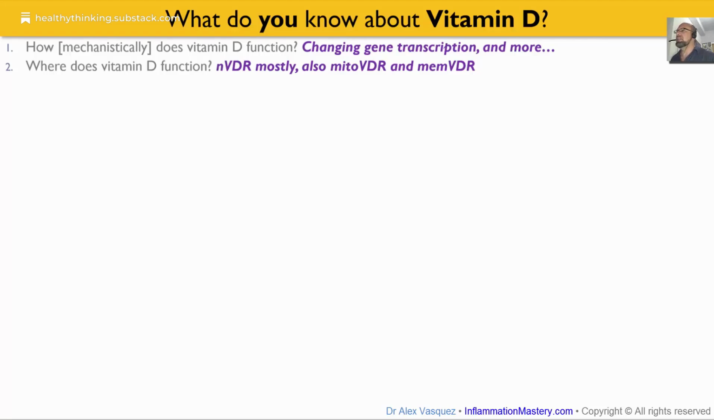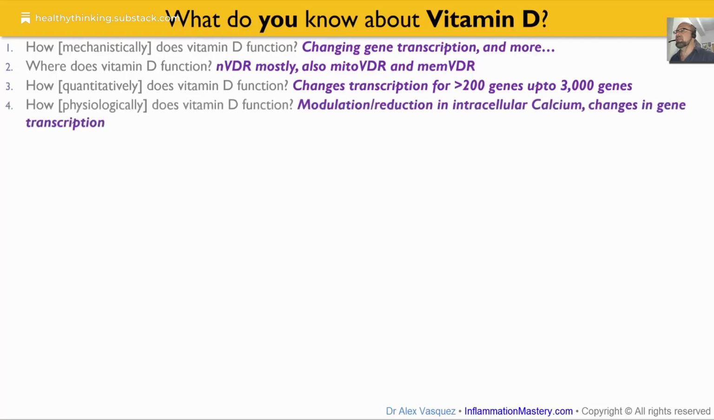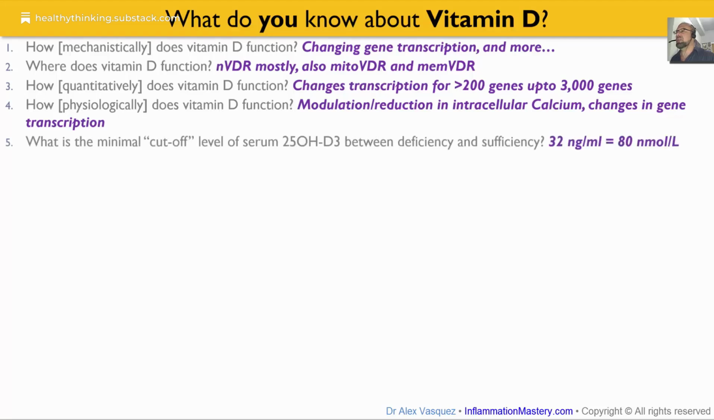How does vitamin D function on a quantitative level? It changes transcription for at least 200 genes and perhaps up to 3,000 genes. What's the physiologic effect of vitamin D? To modulate and reduce intracellular calcium levels, and again, changes in gene transcription.